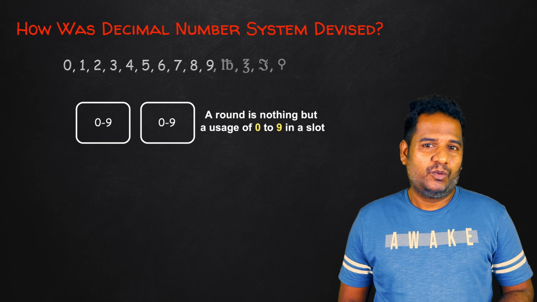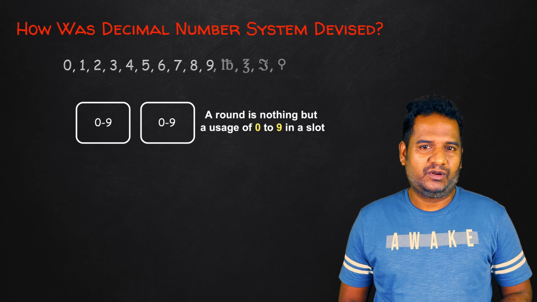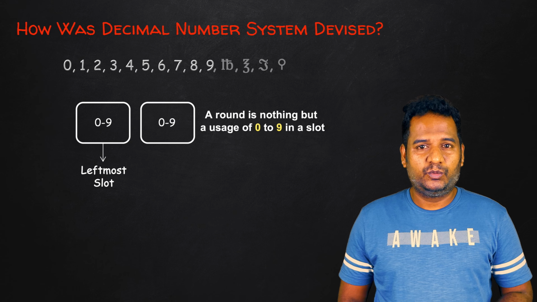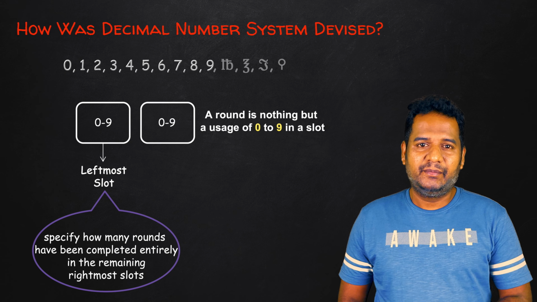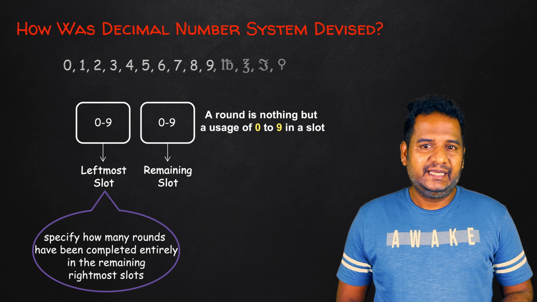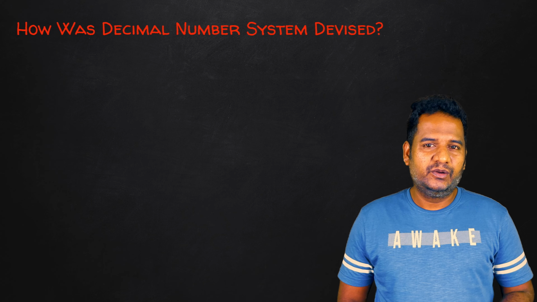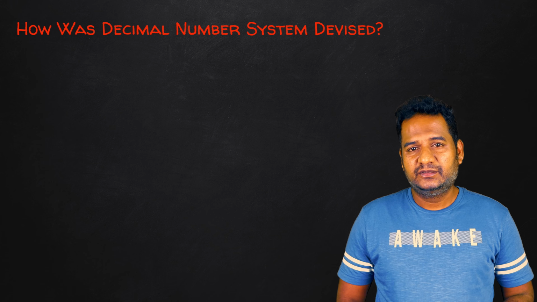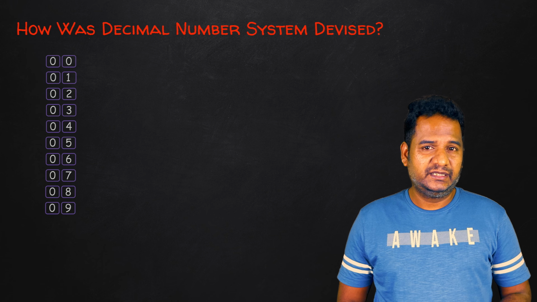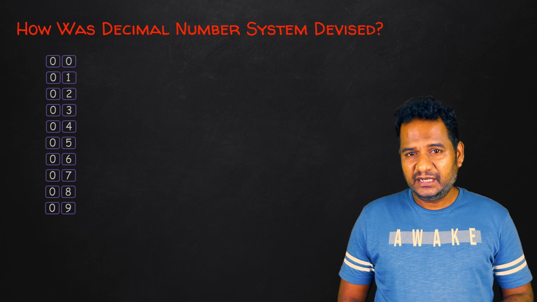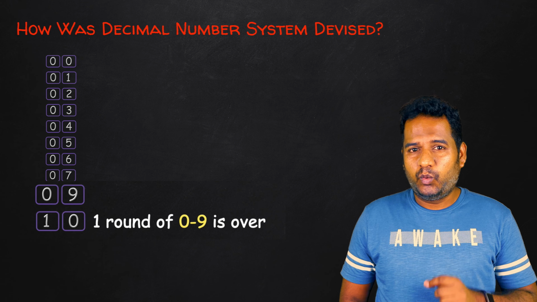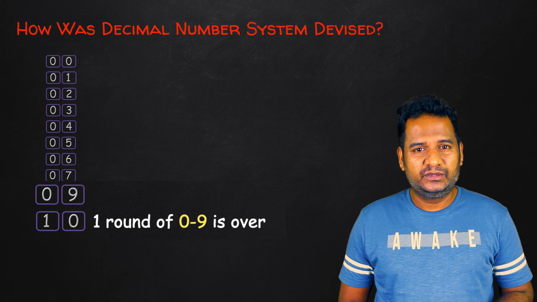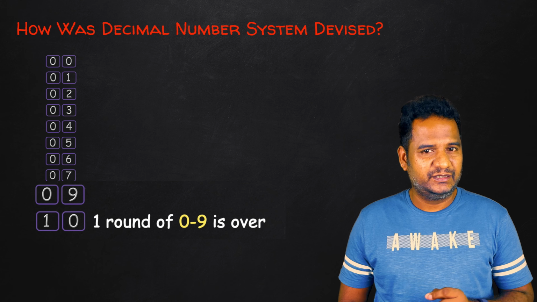We define a round as a usage of 0 to 9 in a slot. The leftmost slot would specify how many rounds have been completed entirely in the remaining rightmost slot. So let's see how we can use this method to denote values greater than 9. We know the first 10 numbers, that is 0 to 9. To represent a value that is greater than 9, we can put 1 0, where the 1 in the leftmost slot denotes that one round of 0 to 9 is over.